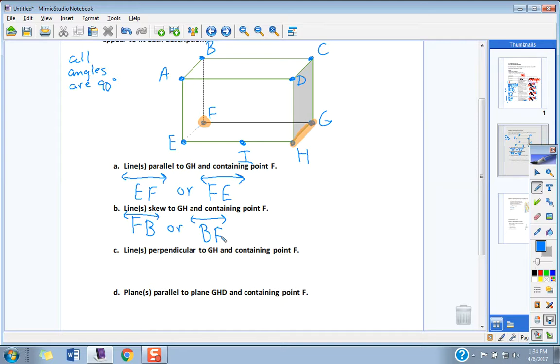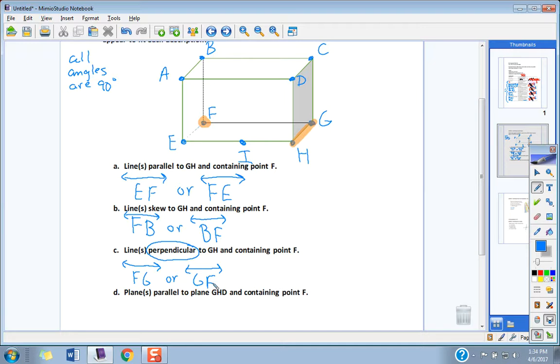Okay, next one then. Same game. This time, what's the word? Perpendicular. We said assume all angles in this rectangular prism are 90 degrees. So if I start at point F, to be perpendicular to line GH, what line would be perpendicular to line GH through my point F? FG would. Okay, line FG, what's another name for FG? Very good, guys. Very good.